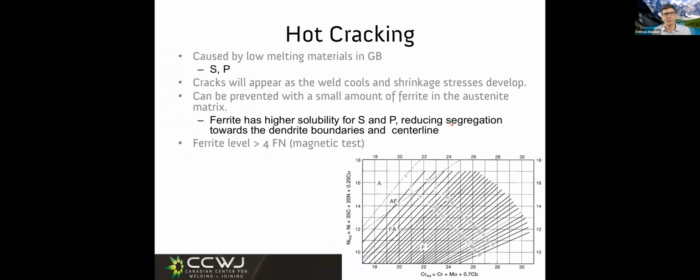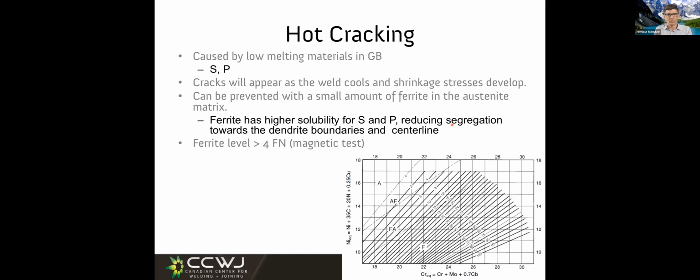Hot cracking is the other problem we were discussing. Every steel has sulfur and phosphorus. And of course, you can get them out. But what you don't want is to pay for the steel if you have to get them out. So we just take it. It's part of the problems of steel making. These small amounts of sulfur and phosphorus, which modern steel has less and less of, still have a problem.